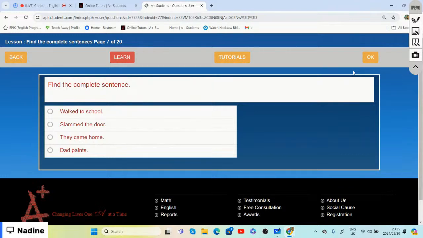All right, so if we were to select the complete sentence, right, it's walked to school, slammed the door, they came home, or dad paints. What do you think is the complete sentence within the sentence? It has a naming part and it has an action part.